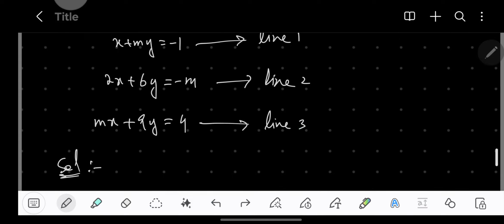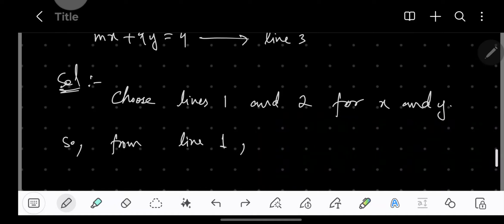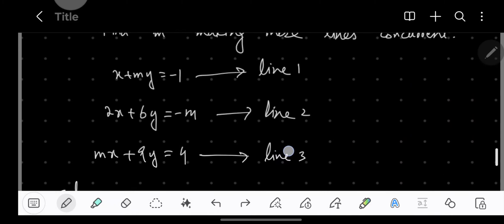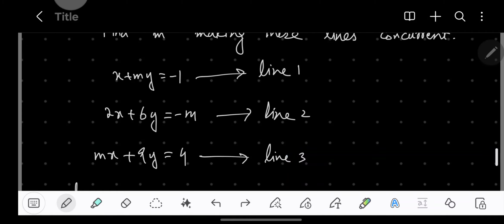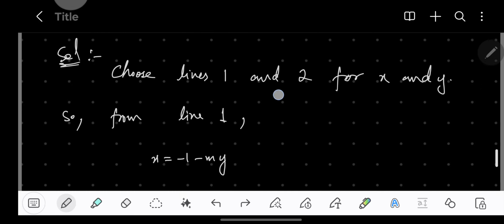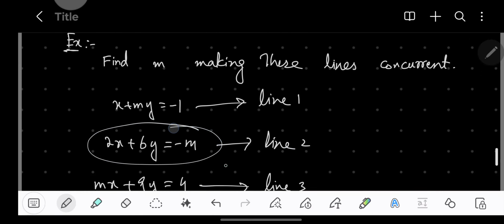So after choosing the first two equations, we will solve them. From the first equation, you can separate x. If you separate x, then this term will go to this side, so you will get x is equal to 1 minus 1 minus my. Now you will put this value of x into the second line.